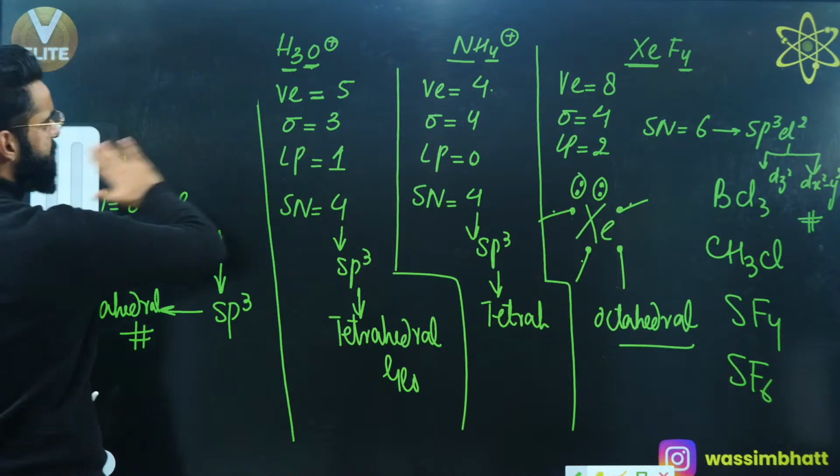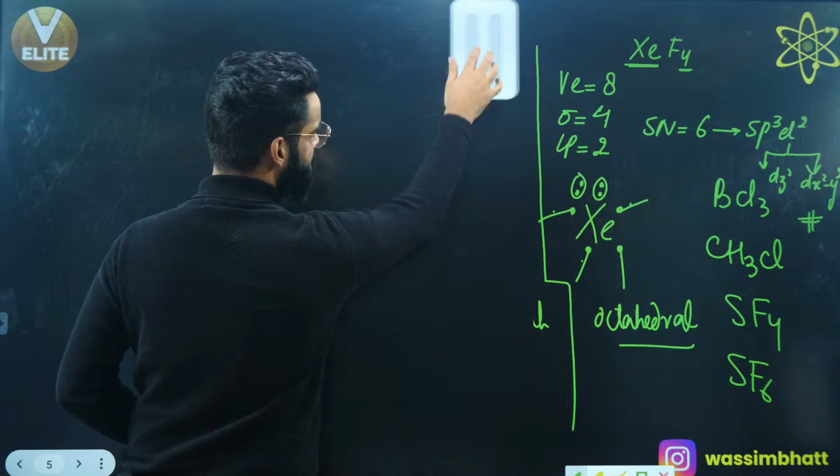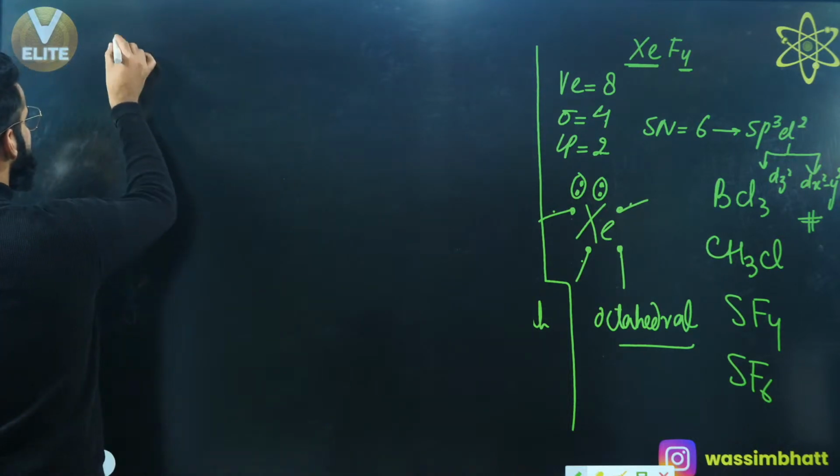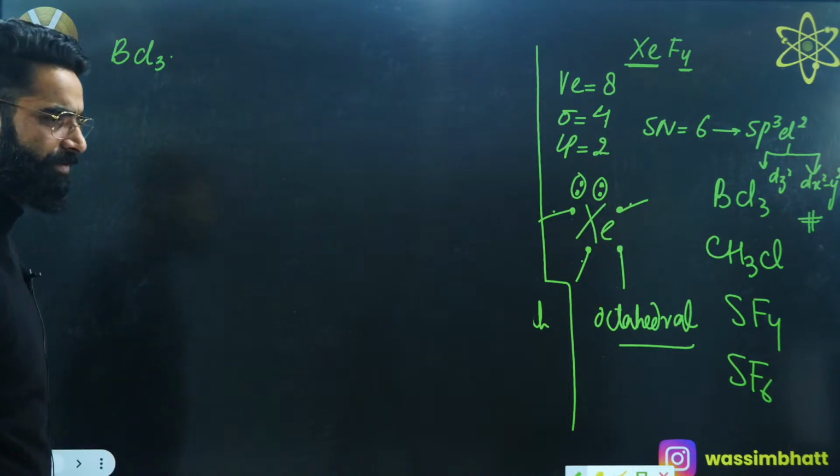Let's take a few more examples so that it becomes clear to you, right? The examples which you guys have provided to me, let's try to do those examples so that it becomes properly clear to you, yeah? Okay. Someone is saying calculate the hybridization of boron in BCl3, right? BCl3 is the compound which is given to me.